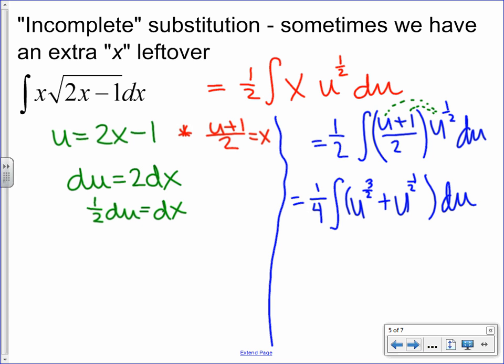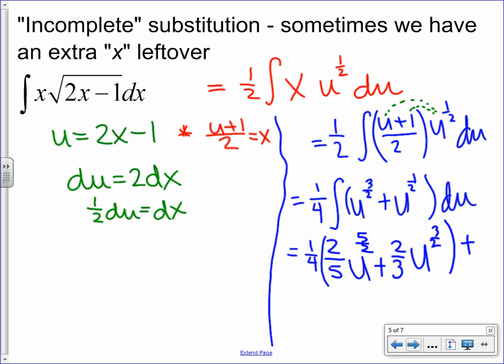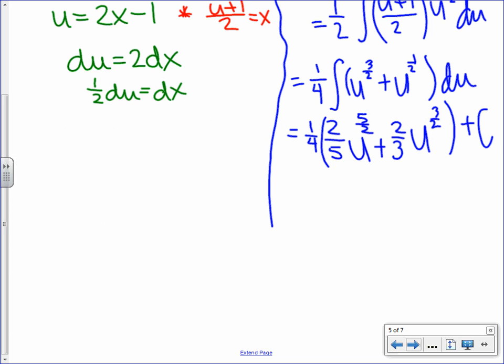All right. Now we can actually do our integrating. Okay, we've done a lot of prep work. Now we can actually do it. So we're going to have 1/4 times u to the 3/2 becomes u to the 5/2 times 2/5. Okay, increase the power, multiply by the reciprocal, plus 2/3 u to the 3/2 plus C. Okay, so now let's worry about that 1/4.